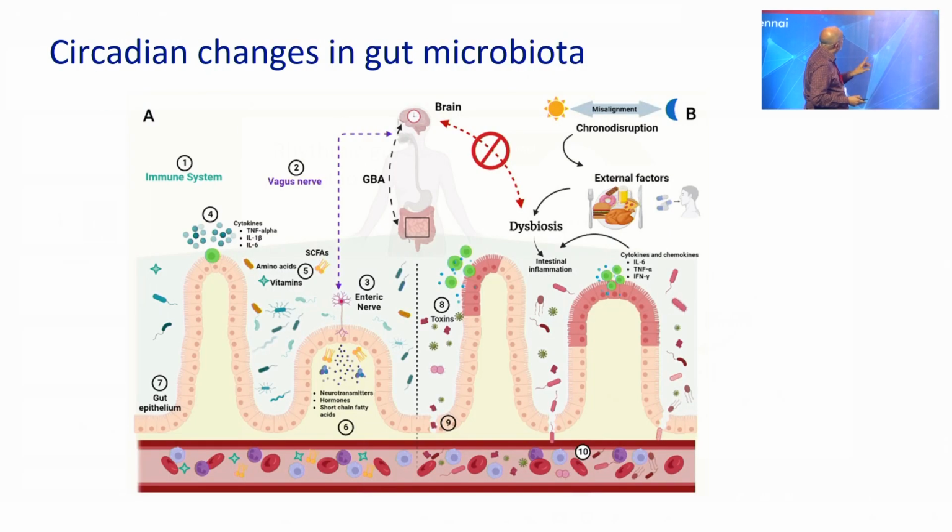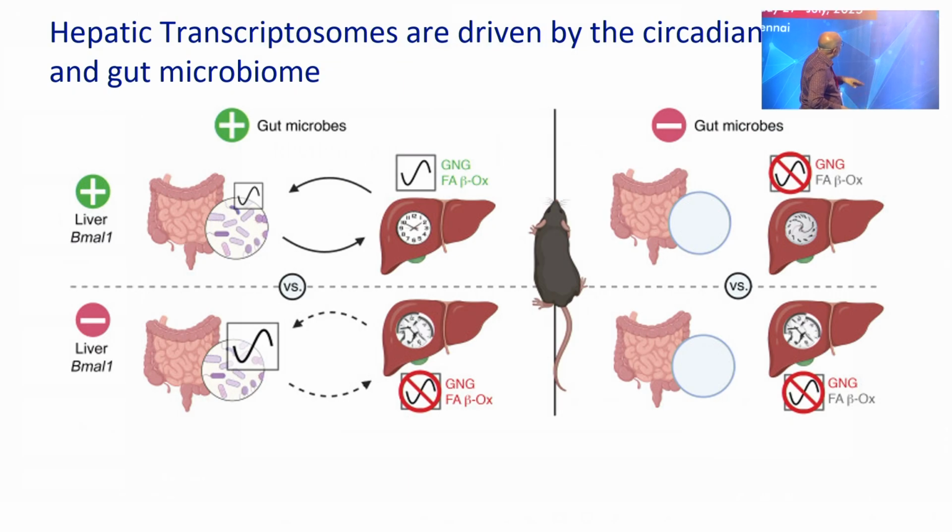Let me show you this. For example, if I take the liver and I either remove the microbiome or I remove the clock gene, see what happens. The liver metabolism changes when I remove both, and it comes down when I remove either the gut microbiome or the clock gene. So the clock gene and the microbiome are together responsible for liver transcriptomics. Let me take it forward.